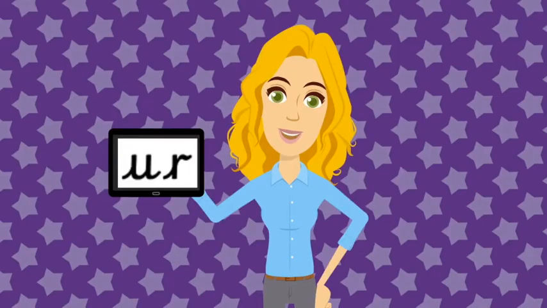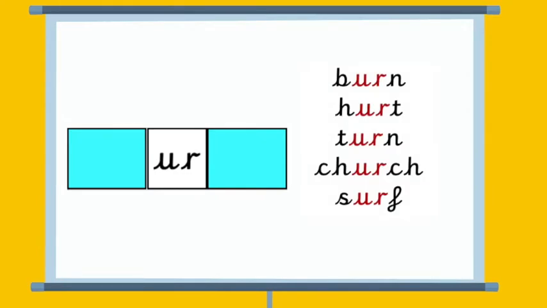One of the most common ways of spelling the sound or phoneme is with a U and an R, and it's usually found in the middle of words. This is the first sound or phoneme children learn in reception class. You'll recognise this sound or phoneme in words like burn, turn, hurt, church or surf.